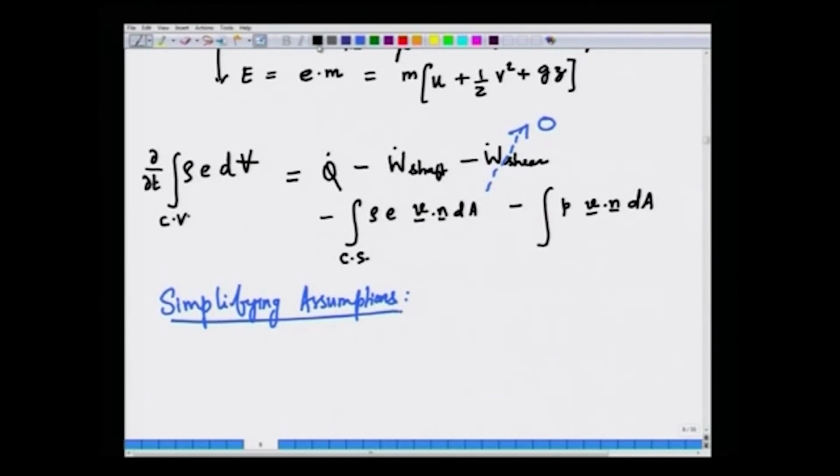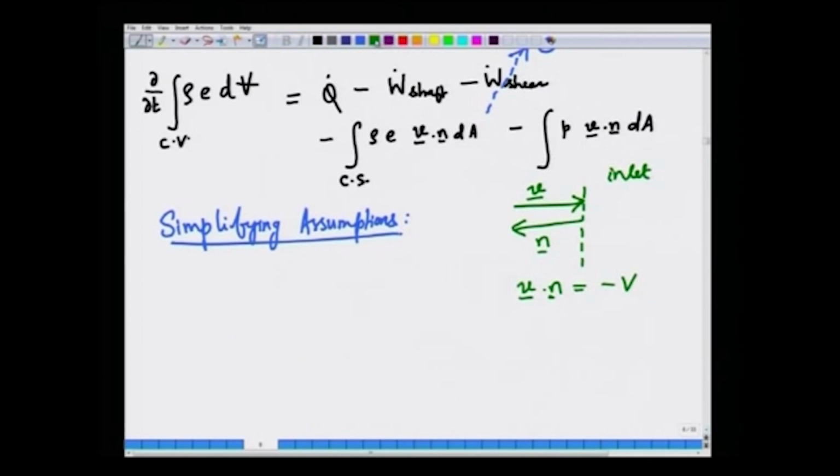So, when you choose the control surface like this, suppose this is the unit outward normal, this is the inlet, and the velocity is coming in exactly perpendicular to the control surface, then v dot n is minus v. Okay. For the outlet, if it is an outlet, n and v are pointing in the same direction. So, v dot n is plus v.